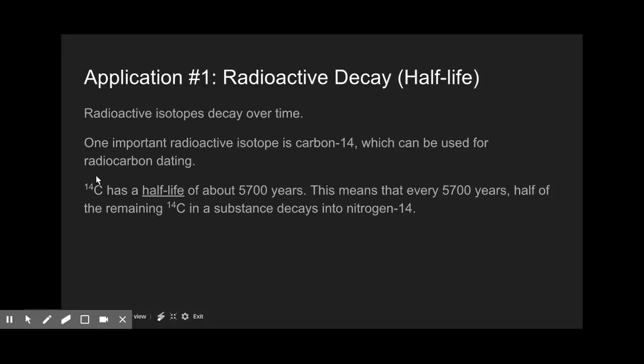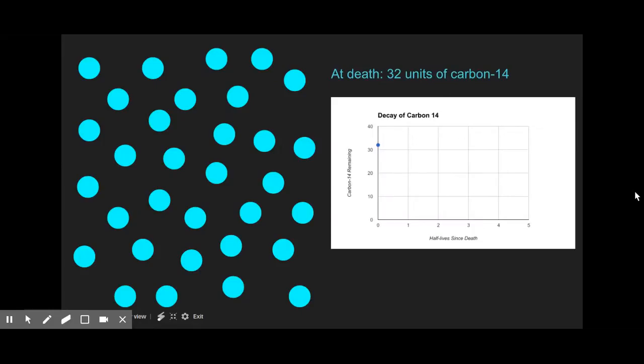So carbon-14 has a half-life of about 5,700 years. Sometimes you'll see that figure as 5,730. This means that every 5,700 years, half of the remaining carbon-14 has decayed into nitrogen-14 compared to the previous half-life. So half of whatever still remains will decay. So let's check out an example of that.